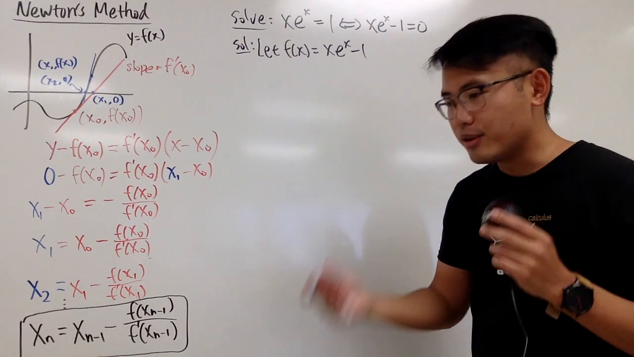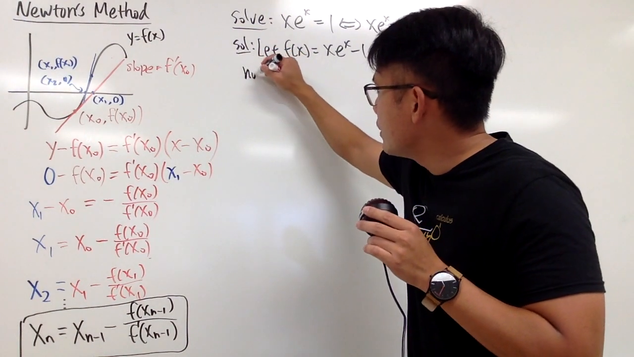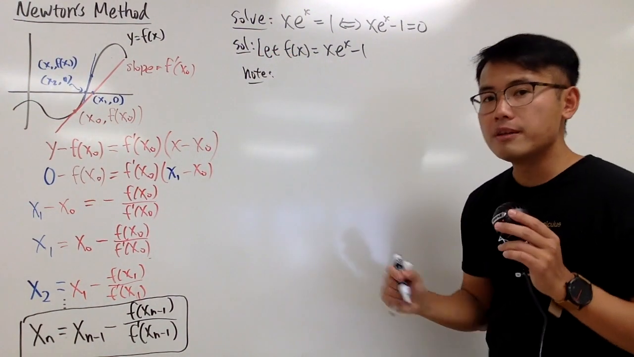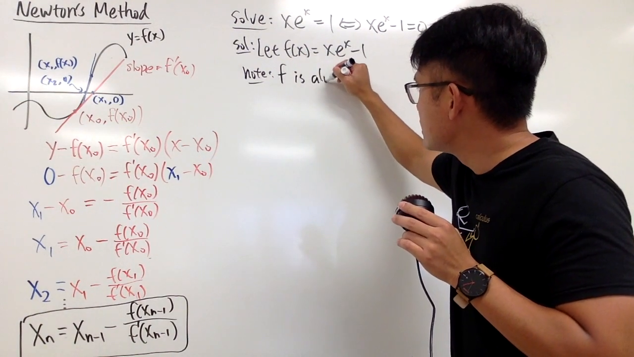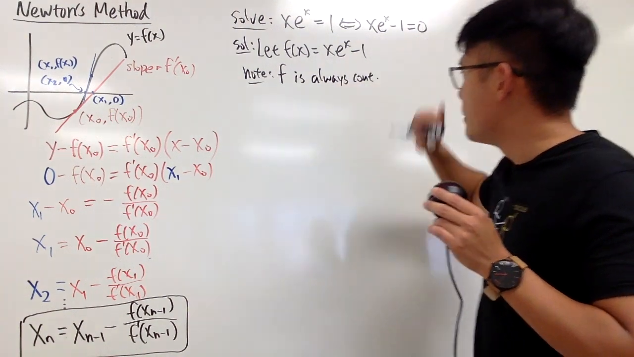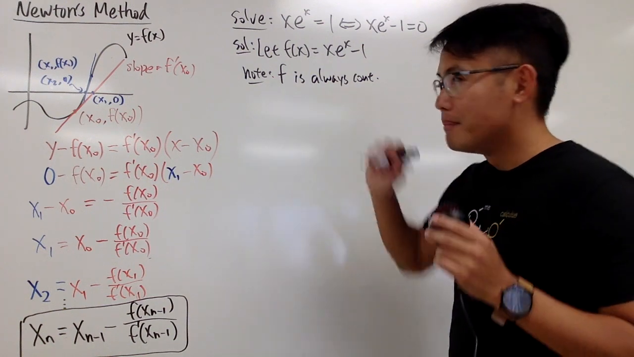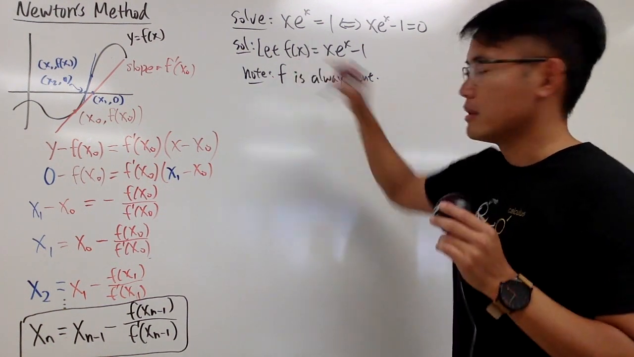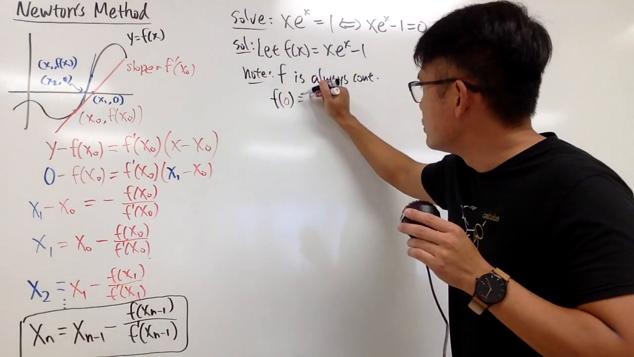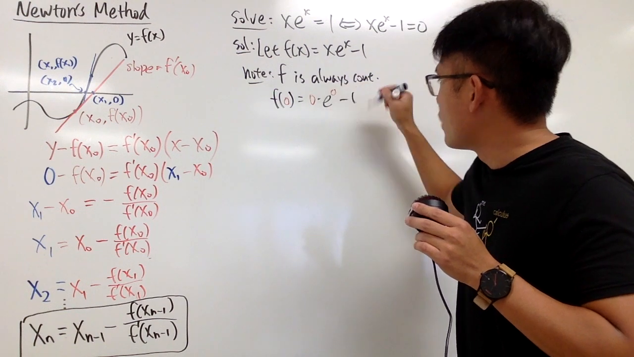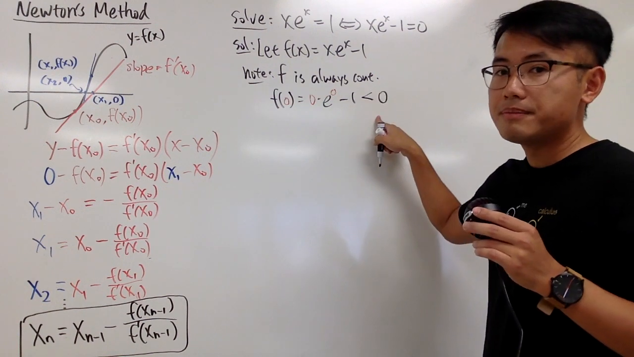And here is some technical part I would like to do before we do anything like that. First, notice this function is always continuous. So I'll write down: f is always continuous. And that's very nice. It's also always differentiable, by the way. But here is the deal. I'm going to plug 0 into the function: f of 0 is 0 times e to the 0 minus 1, which is just negative 1. And this is less than 0, right?